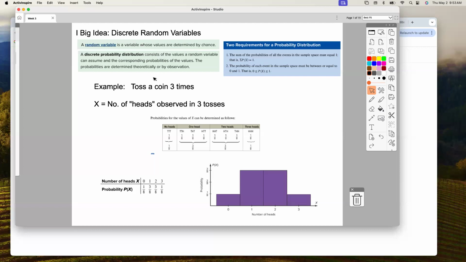And we can construct these in various ways. Sometimes we do them theoretically, like we are here with the coin. And other times we can construct these by lots of observations, which we'll see some examples of later on. Some of the requirements are that all the probabilities have to add up to 1, as well as all the probabilities have to be between 0 and 1, or else it theoretically wouldn't be a probability.